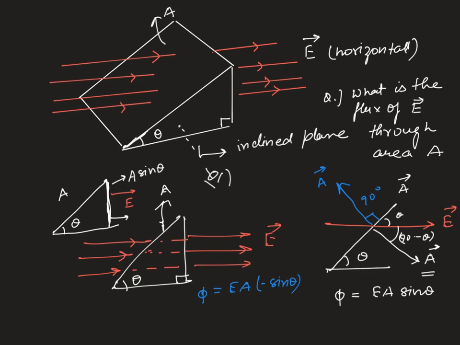Whenever we find flux from fields, we always take an area vector in the direction of field.